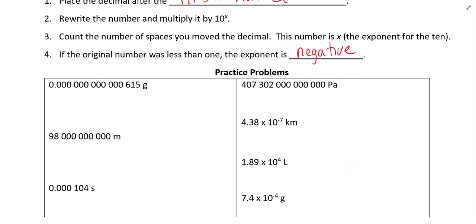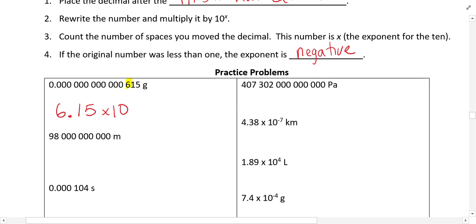So in this first number here, the first non-zero number is going to be the 6. So we're going to write 6, decimal point, and then the remaining numbers, the 1 and the 5. So we're going to then write times 10, and then we have to count how many places we move the decimal. So I'm going to count 1, 2, 3, 4, 5, 6, 7, 8, 9, 10, 11, 12, 13. So it's going to be to the negative 13th because it is smaller than 1. And then the last step here is to include the units. So we're going to include grams because grams is associated with our value.